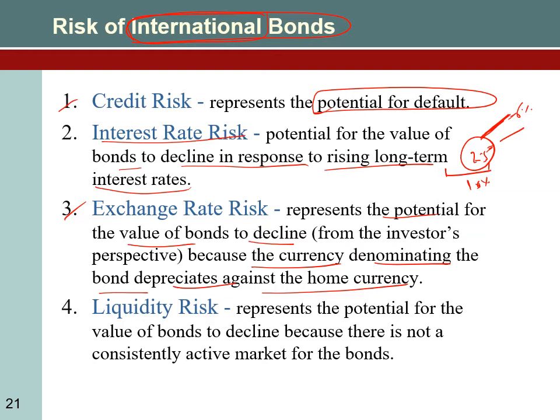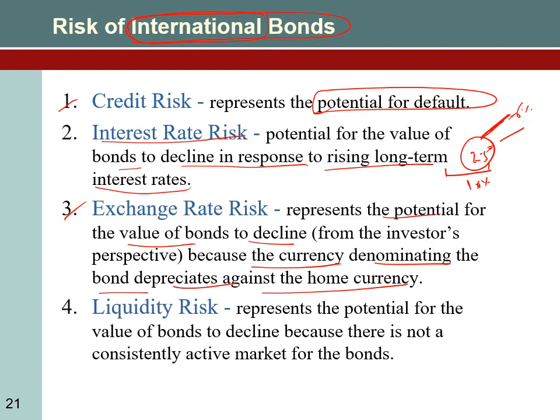For example, you buy a US denominated bond, and what happened? The US currency, the dollar, is depreciated, and when you convert back into your home currency, you will receive a lower amount of money, right? So this is called exchange rate risk. Or you can say that you are receiving the interest payments in dollars, and the dollar depreciates, so you are converting dollars into your home currency and you are receiving less money. This is also called exchange rate risk.